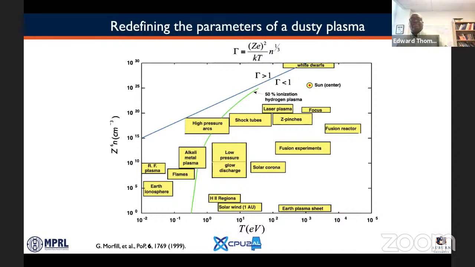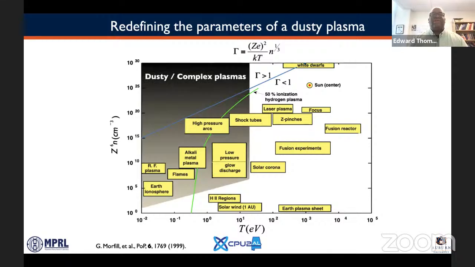And so going back to this plot that I had before with density on one axis and temperature on the other axis, there is a way of incorporating this gamma effect. You don't really have to pay too much attention to the details, but I do want to point out two things. Now what happens is that the dusty and complex plasmas, based on their parameters, will now sit in this broad area of space here in this gray box.